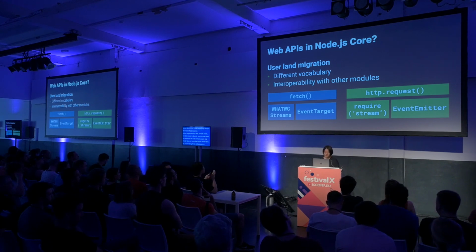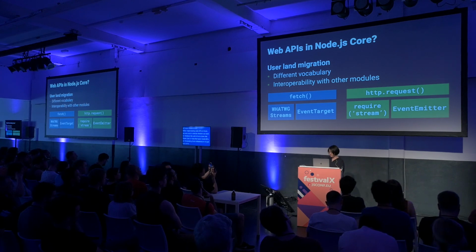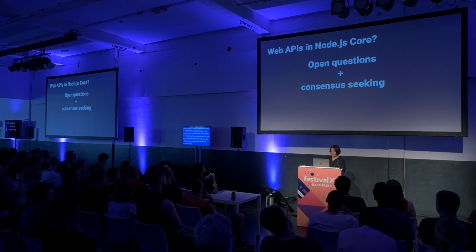We will also need to figure out the interop between these abstractions for other existing modules, and this work just takes a lot of time. So there are a lot of open questions to answer, a lot of decisions to be made, and this just takes time in the current consensus-seeking model in Node Core.